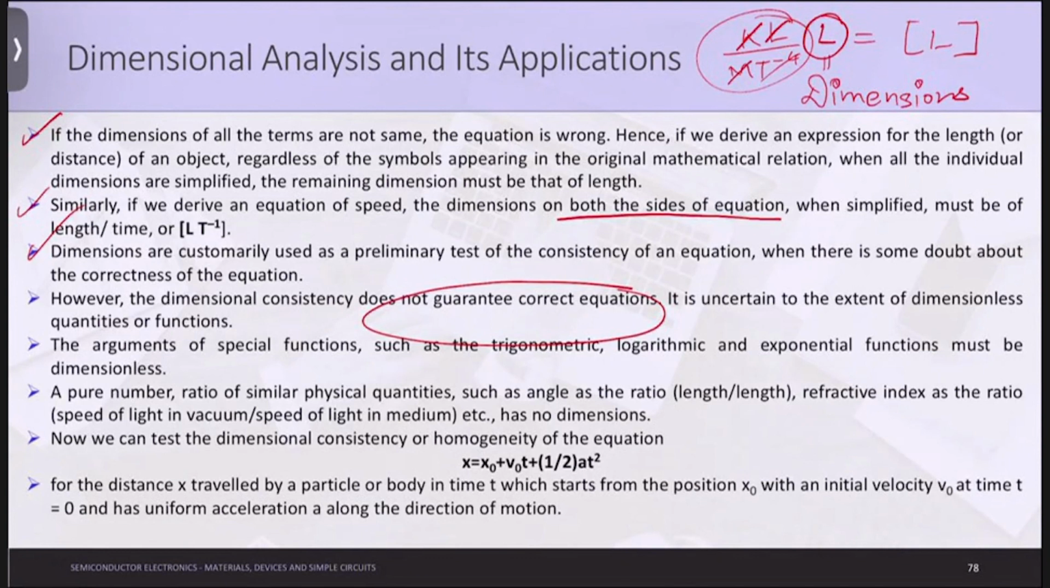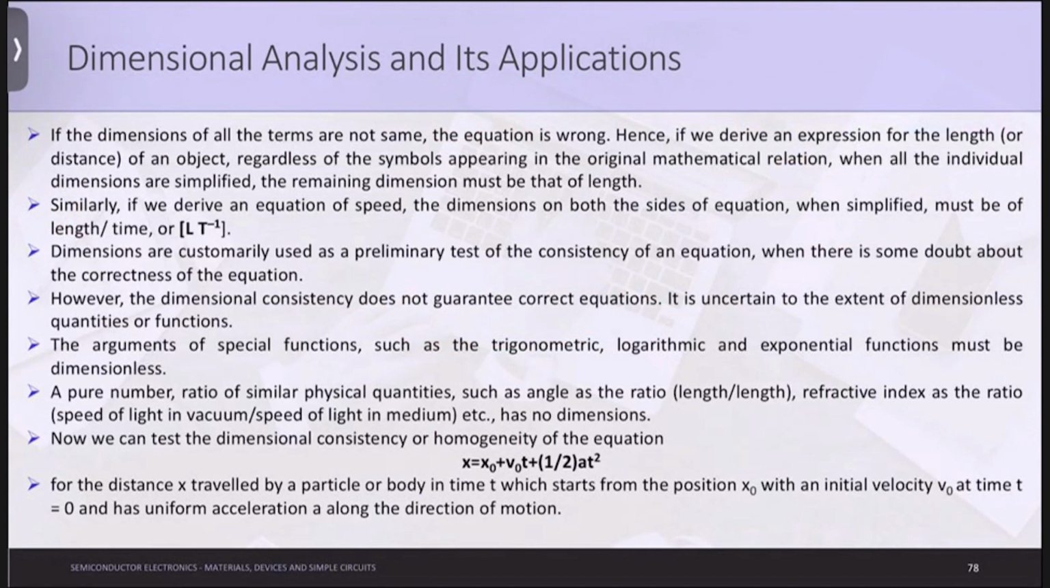Some other term has to be added which also has the same dimensions, or subtracted of the same dimension, or multiplication has to be done by some factor, or division has to be done by the same factor, so that the equation is correct. Dimensional consistency will tell you that the equation stands, but the correctness or accuracy of the equation cannot be told by dimensional consistency.